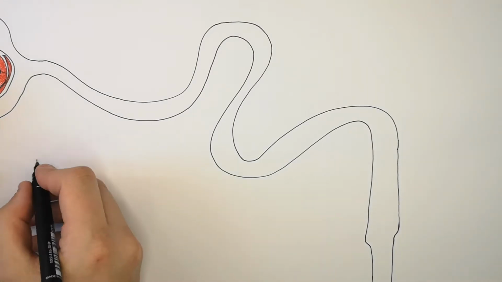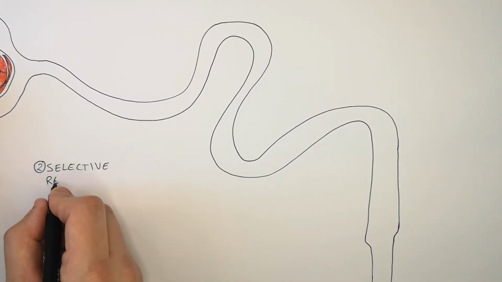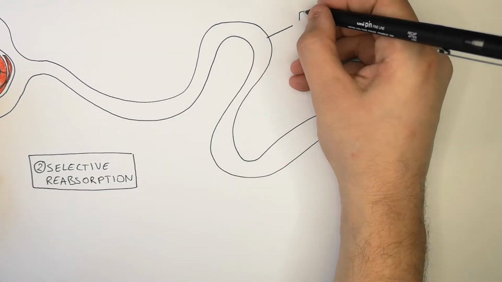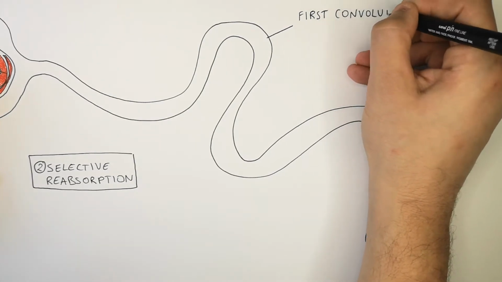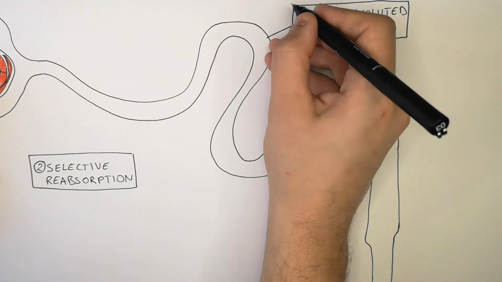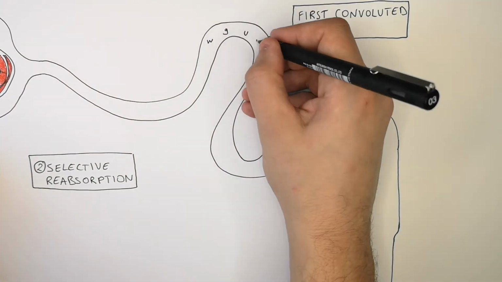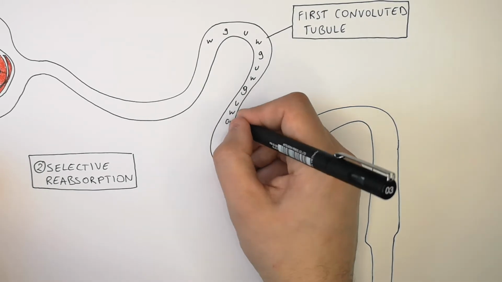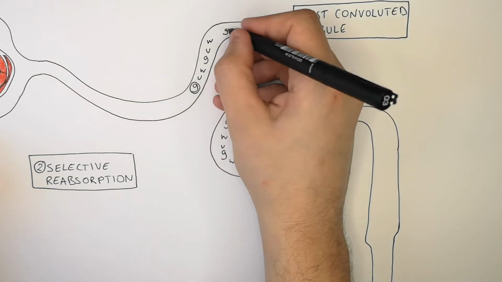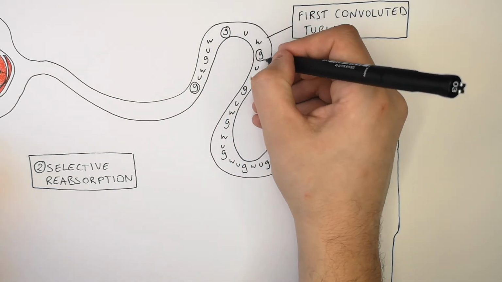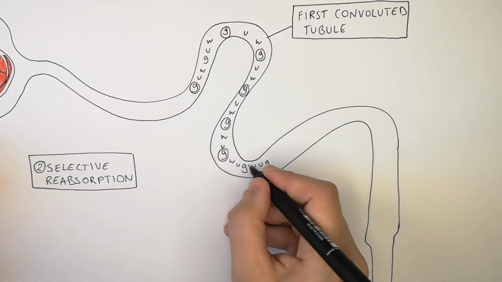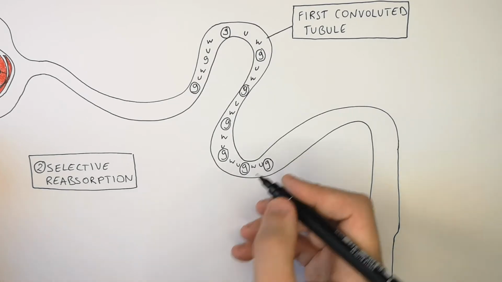After filtration, the next process that occurs inside the nephron is selective reabsorption. And this process happens in the first convoluted tubule after the Bowman's capsule and before the loop of Henle. The components of the filtrate inside the first convoluted tubule at this point include water, glucose, and urea. It is the glucose that is now selectively reabsorbed back into the blood from the nephron. Water and urea remain in the nephron, so glucose is reabsorbed back into the blood from the nephron.